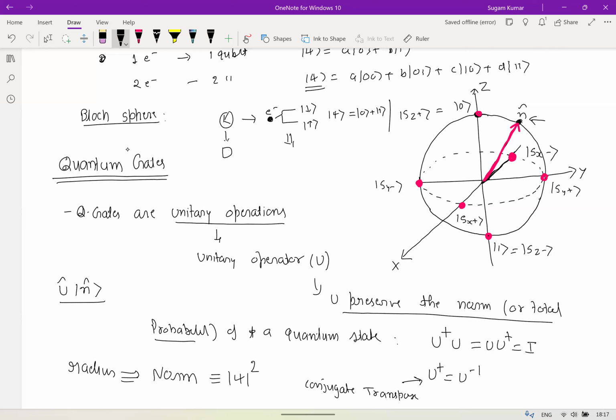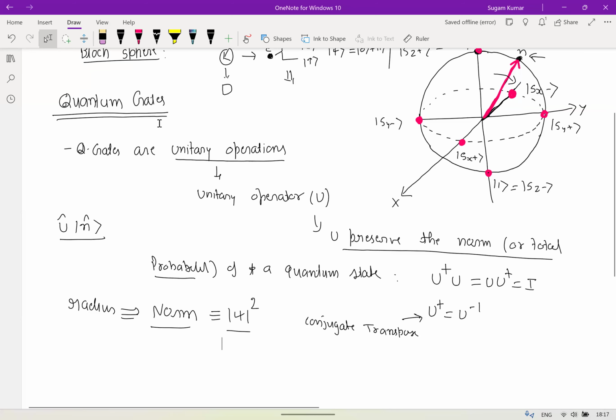So a unitary operator is simply going to rotate the vector in some direction. And in this process, you can see that the length of this vector, that is nothing but the norm or the probability of that wave function, will never change. So what is changing? Only the direction, not the norm.